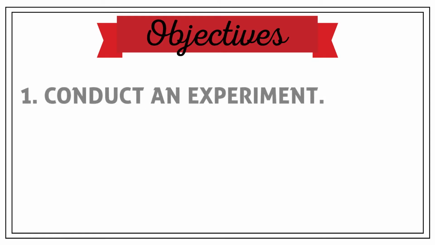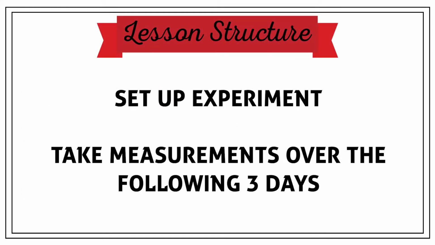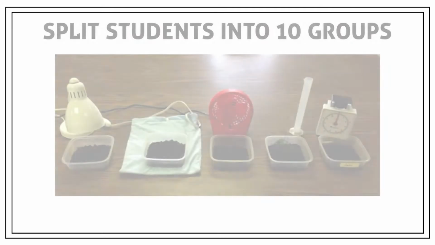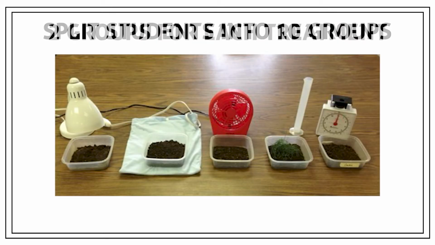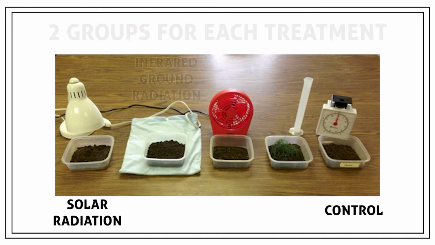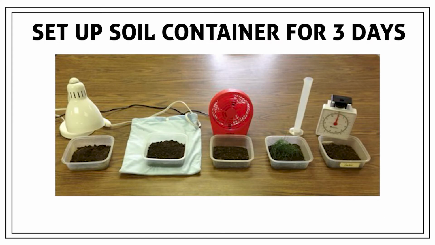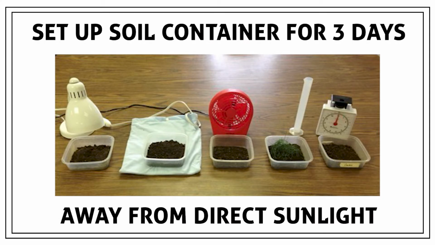In this lesson, students will conduct an experiment to discover what factors affect the rate of evaporation of water from soil. They'll set up the experiment and take measurements over the following 3 days. Plan to split students up into 10 groups, 2 groups for each treatment: control, solar radiation, infrared ground radiation, wind, and ground cover. Each group will need a place to set up their soil container for 3 days, away from direct sunlight.